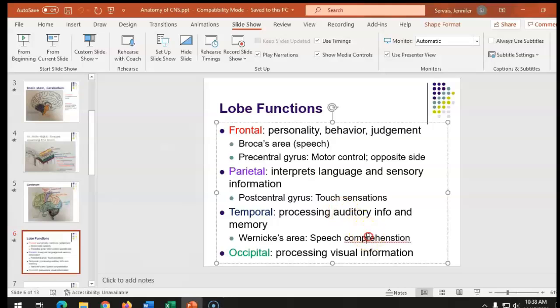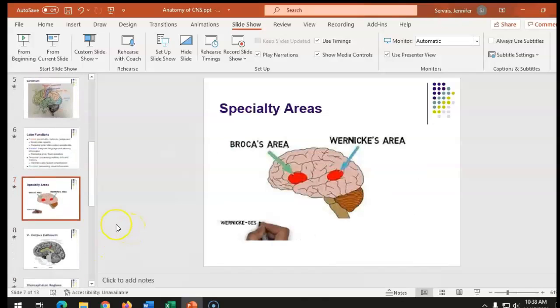The temporal lobe is going to process auditory information and memory, and includes Wernicke's area, which is in charge of speech comprehension. And then the occipital lobe is going to be in charge of processing visual information. So if you look here, again, this just shows you where these two specialty areas are, the Wernicke's area in the parietal lobe and the Broca's area in the frontal lobe.